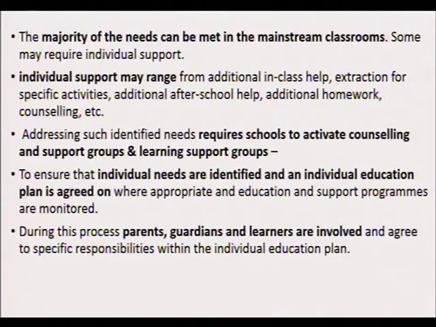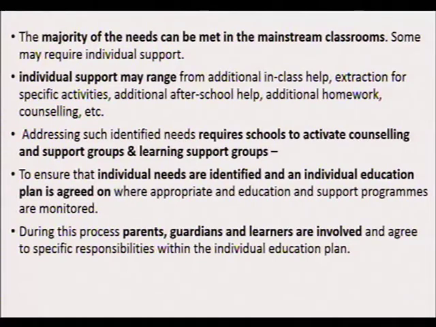The majority of the needs can be met in the mainstream schools, but there are some people who do require individual support. This support may range from in-class help, extraction for specific activities, additional after-school help, additional homework, counseling, etc.